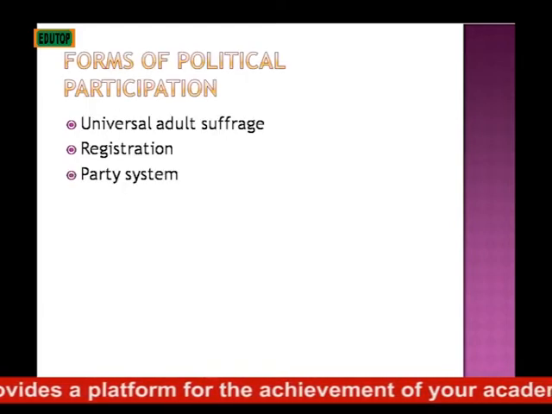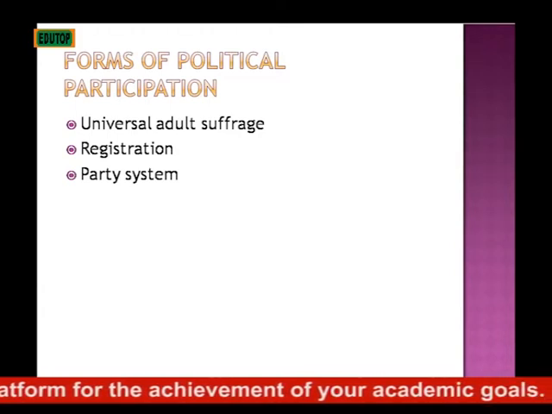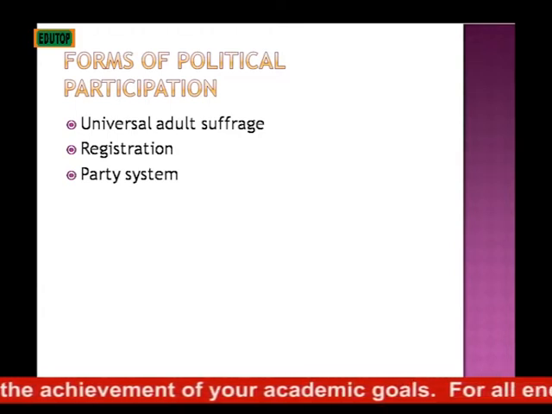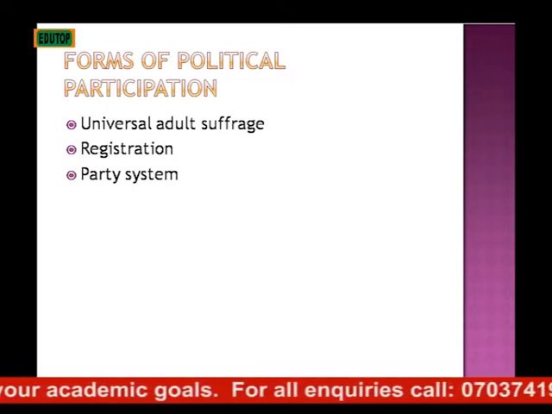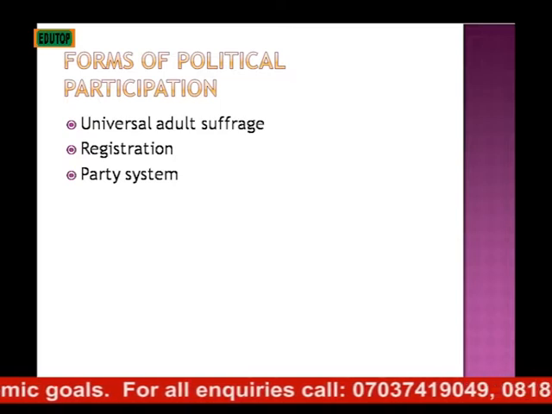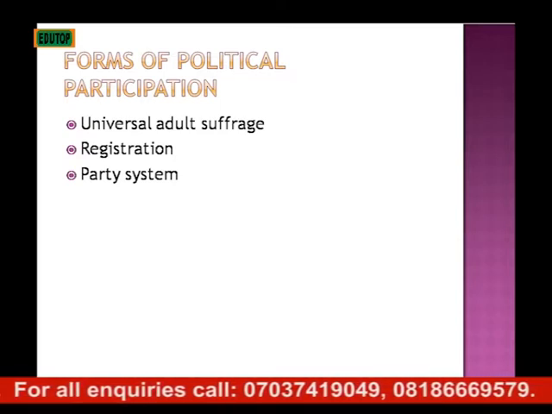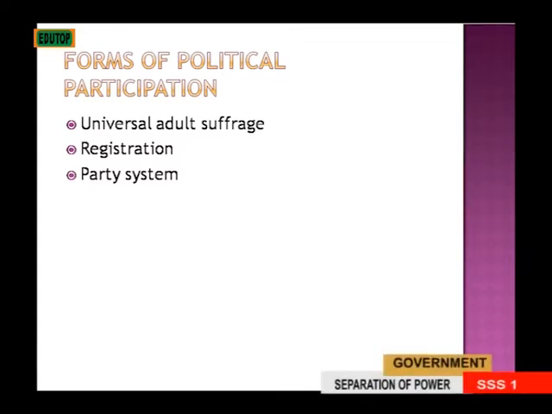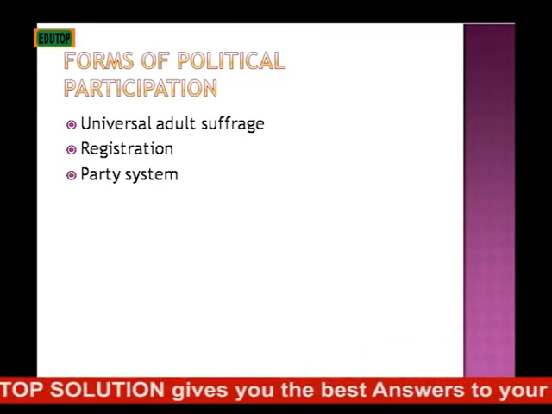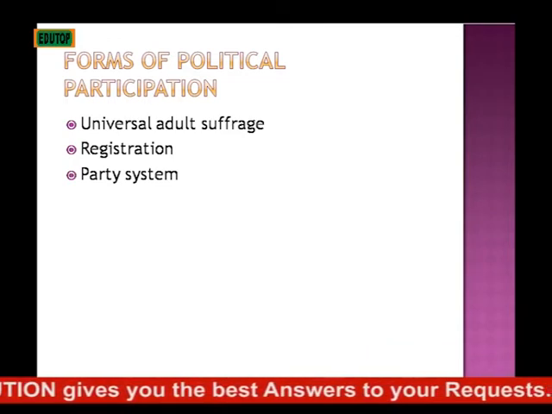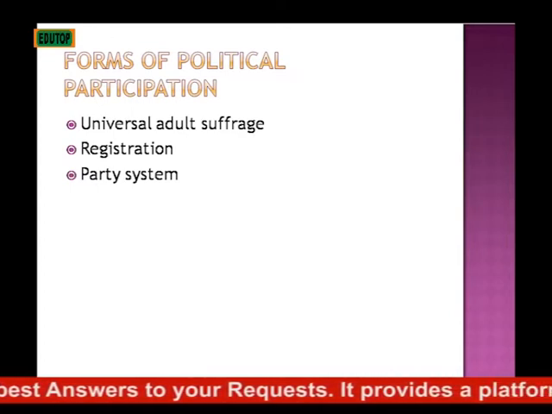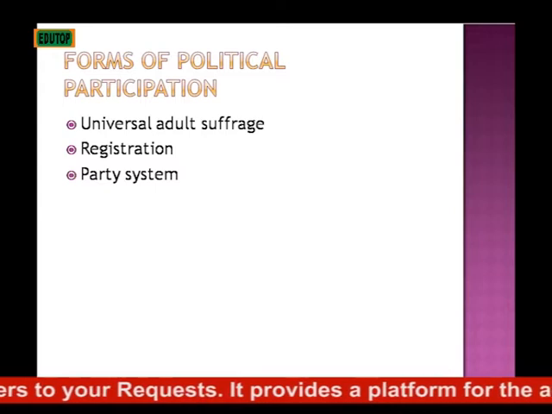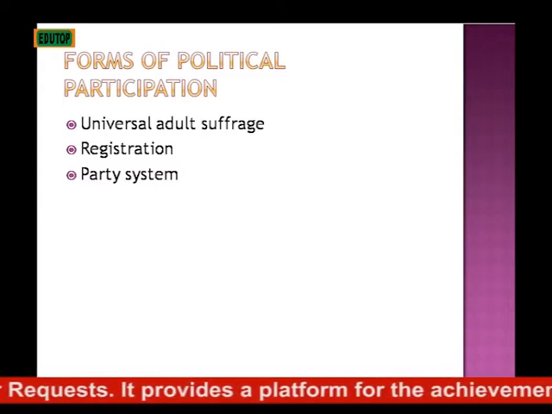Forms of political participation. What are the forms of political participation? We shall consider 3. Universal adult suffrage. That is, that all members of the society who are adults and qualified participate in election or politics. Again, registration. And finally, party system. Yes, there should be a party system, whether one party system, 2-party system, or multiple party system that organizes and articulates the thoughts and intention of a group of persons in a society.